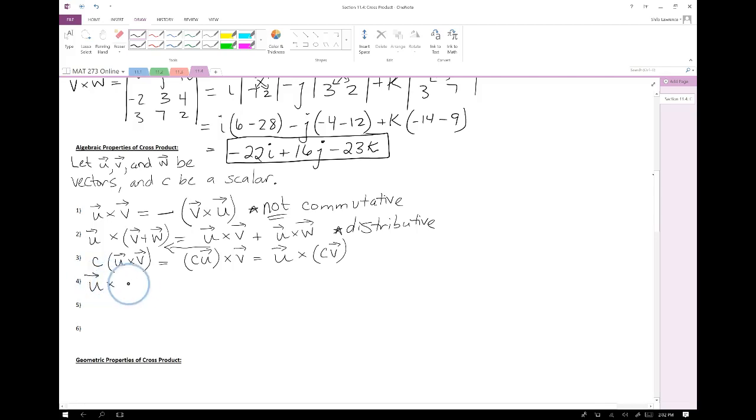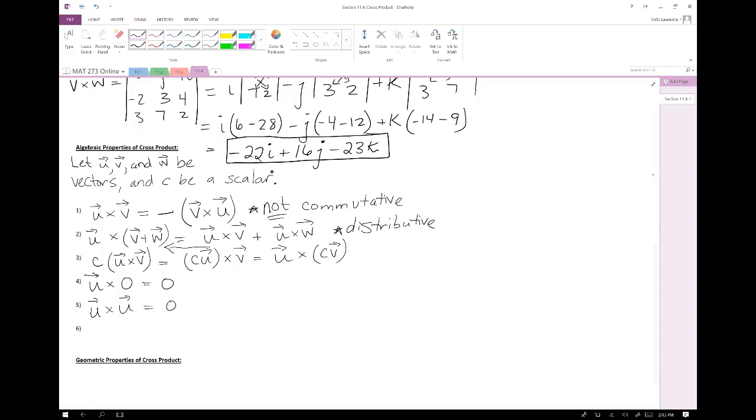If you cross any vector with 0, you're going to get 0. So we've got a zero product identity. If you cross any vector with itself, you're going to get 0 as well. And that's because in order to concretely define a new orthogonal vector, you have to give two unique vectors into the cross product. And if you don't put two unique vectors into that cross product, you can't get a normal vector. So any vector crossed with itself would equal 0.